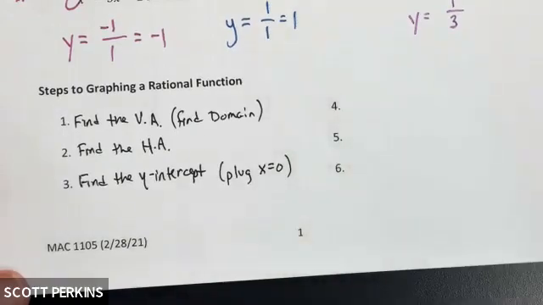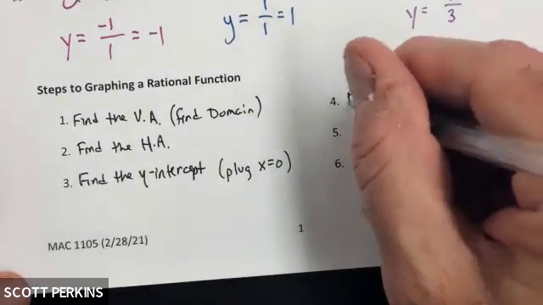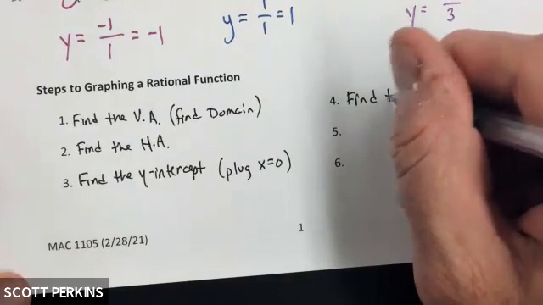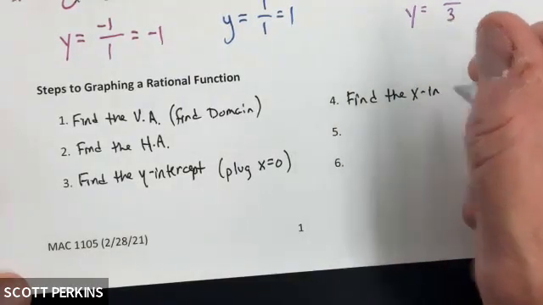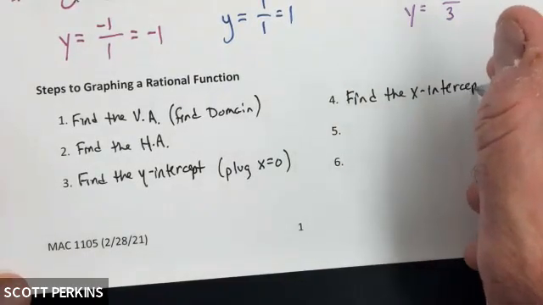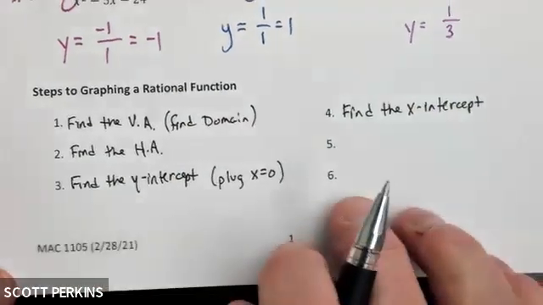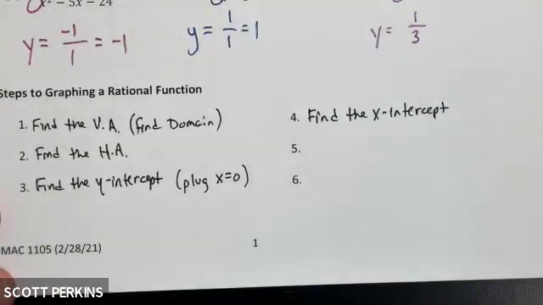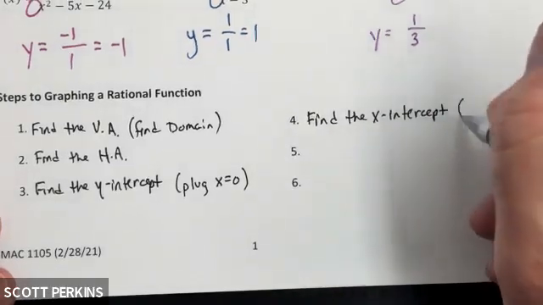The next thing you're going to do is find the x-intercept. Meaning, where does the graph go through the x-axis? And again, in case you don't remember your intermediate algebra, the x-intercept happens when the function is equal to 0.